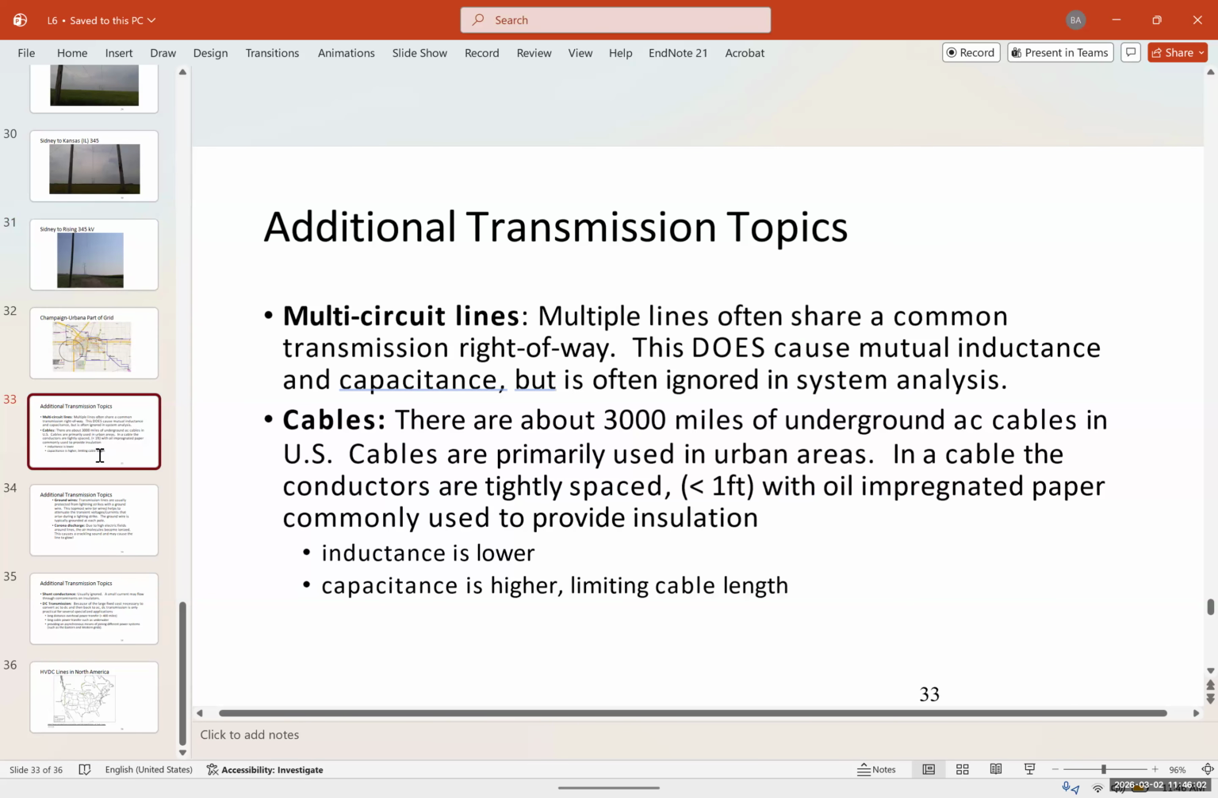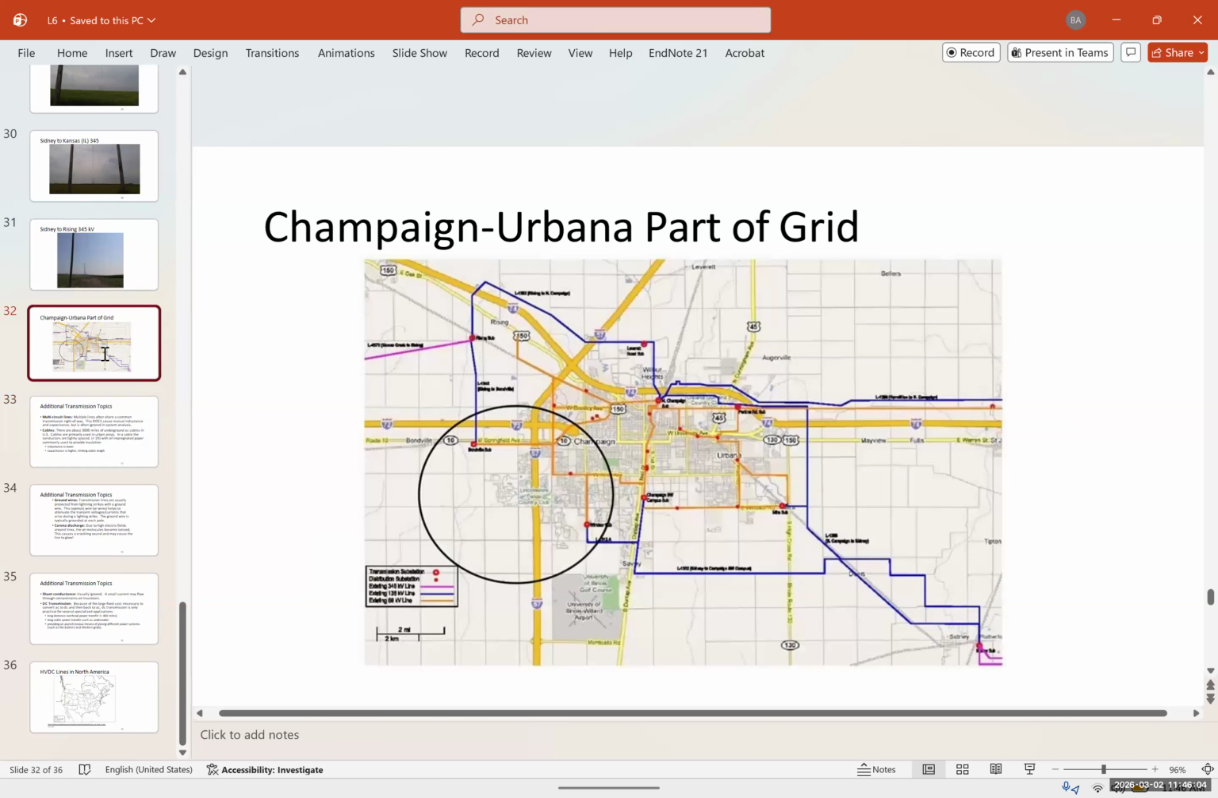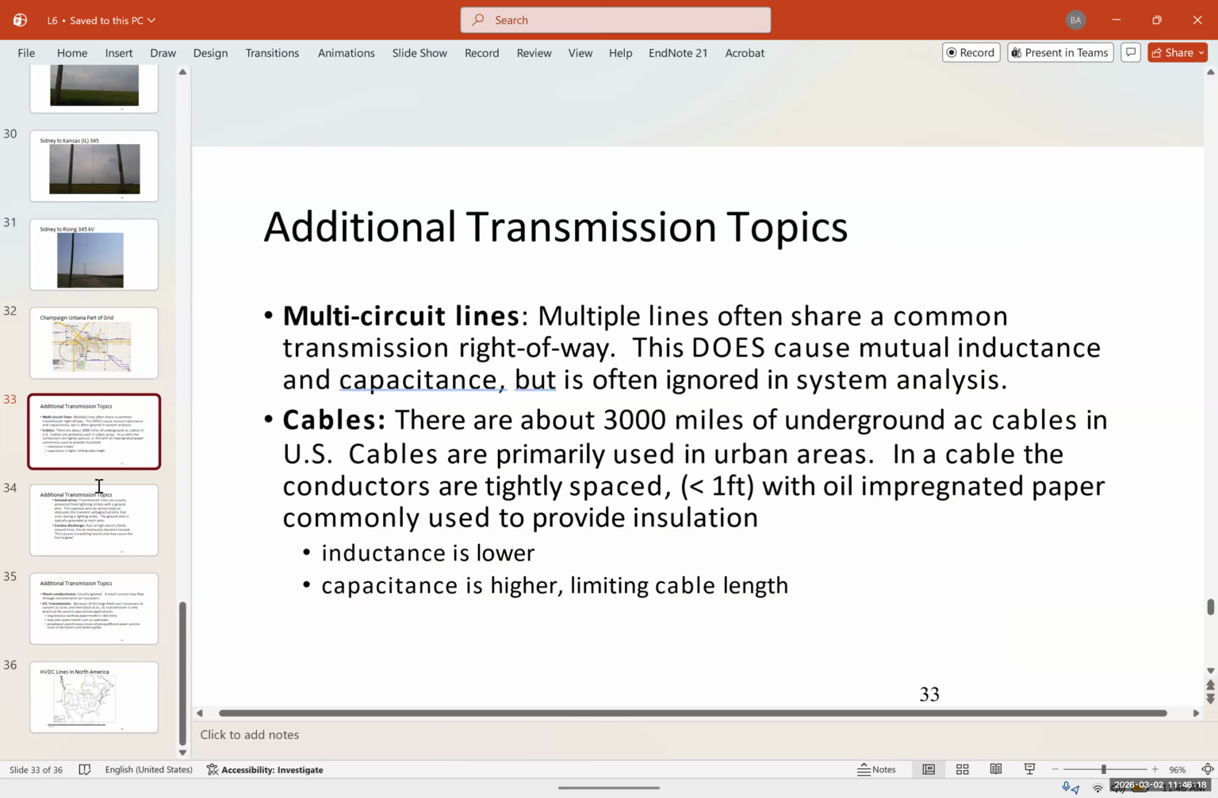Now, additional transmission topics that we have, and this shows again the software that we have available that manages this part of the grid, calculates the transmission line parameters and so on. Some additional transmission topics. We have multi-circuit lines. Multiple lines often share a common transmission right of way. This does cause mutual inductance and capacitance, but is often ignored in system analysis.